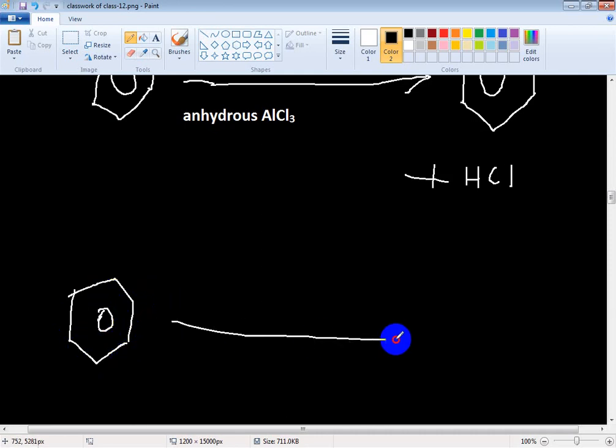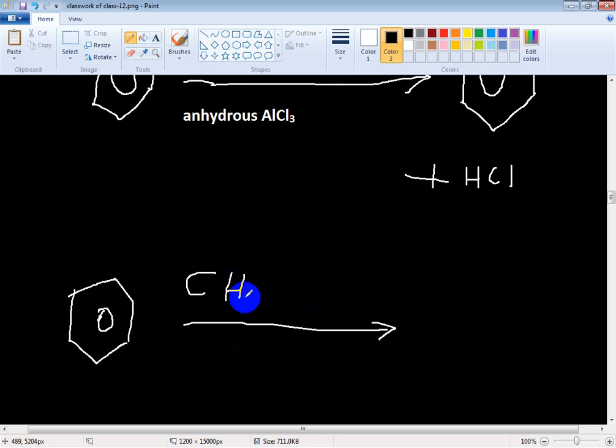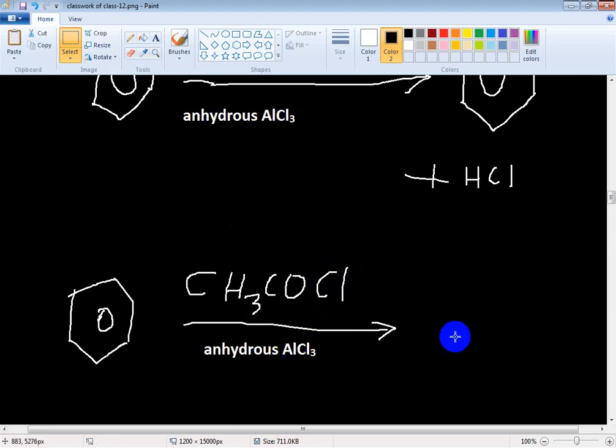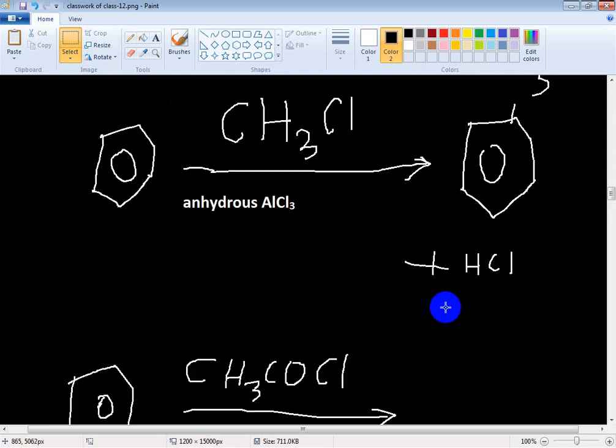If benzene reacts with an acyl group, look, this is the acyl group, CH3COCl, with anhydrous aluminium chloride. What will be the product? Hello students, what will be the product?